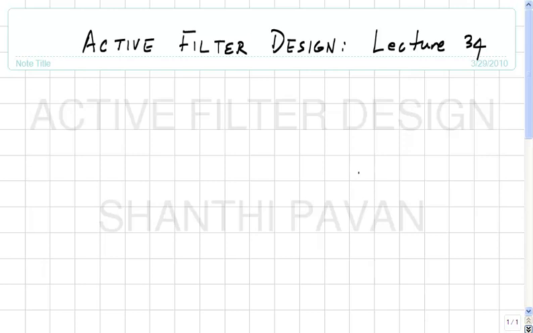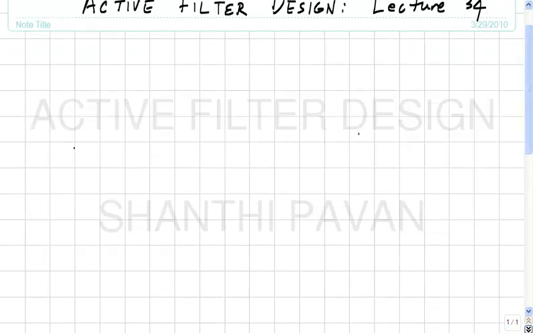Alright, so this is active filter design, lecture 34. In the last class, we were looking at variations of the degenerated differential pair. Our original version was like this.